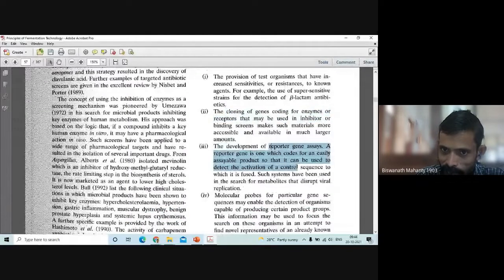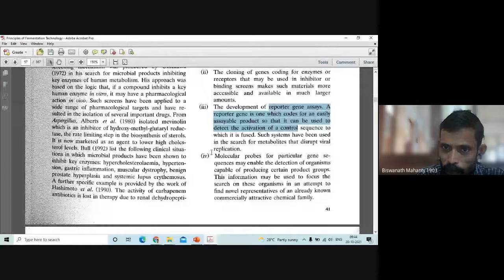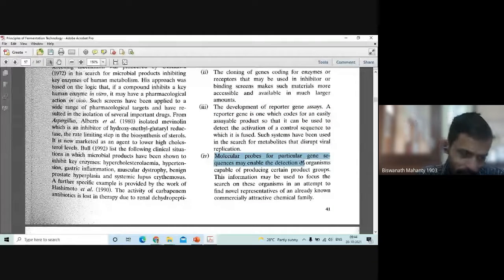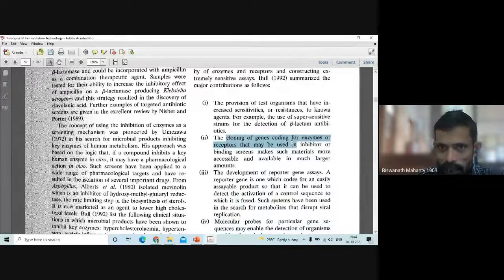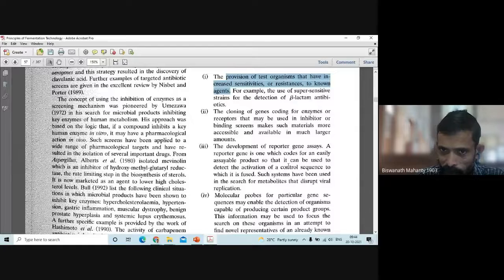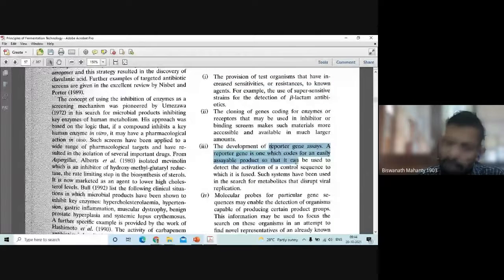Some reporter assay we can do. Molecular probes, I was telling, we can have the sequence. If I know it, I can put this in and select this, identifying a particular group of microorganisms. So these tools, cloning of genes, or we can have some provision for test organisms known for some agents. If I know some sensitivity of the microorganism, reporter genes you can find, for example, Lac operons.